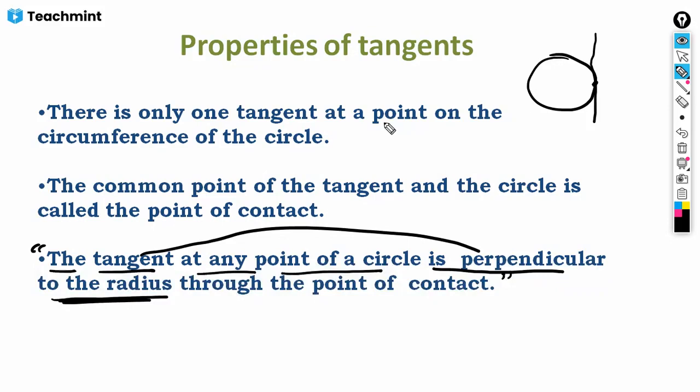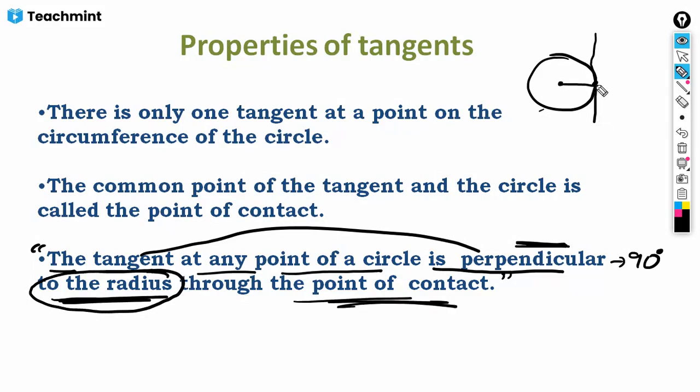What he says is that when there is a tangent at any point on a circle and that tangent is perpendicular, it means it makes a 90 degree with whom? It is making a 90 degree with the radius. It makes 90 degrees at the point of contact. It is very common. When you draw the radius from the center to the point of contact, how much angle is formed? 90.